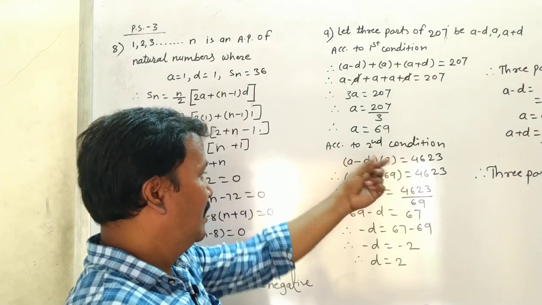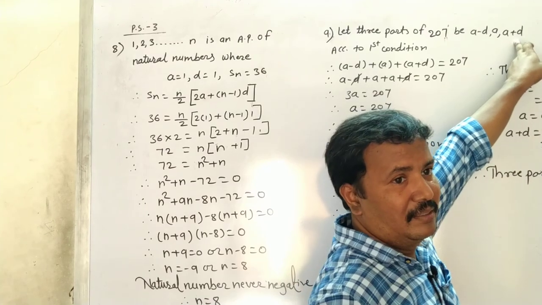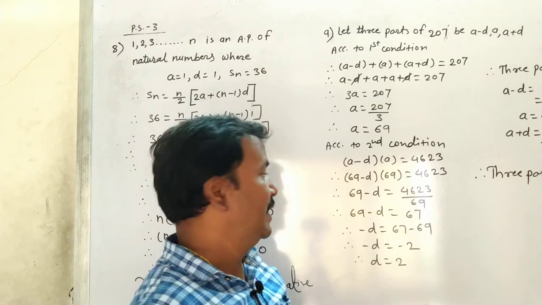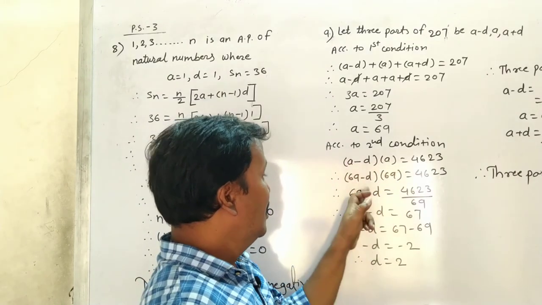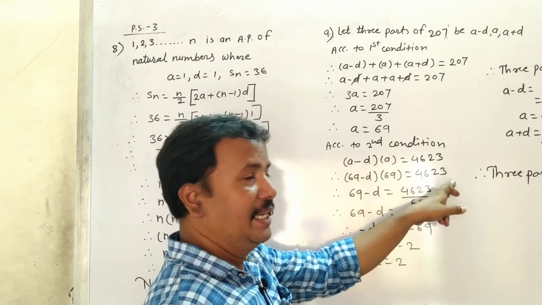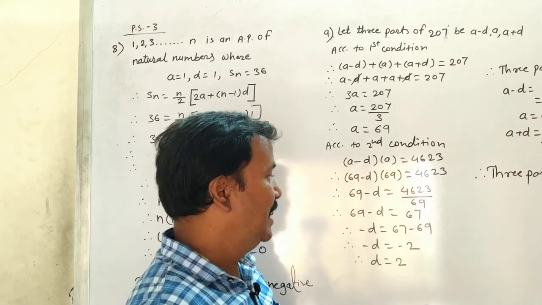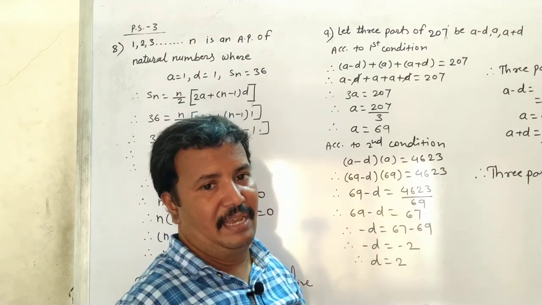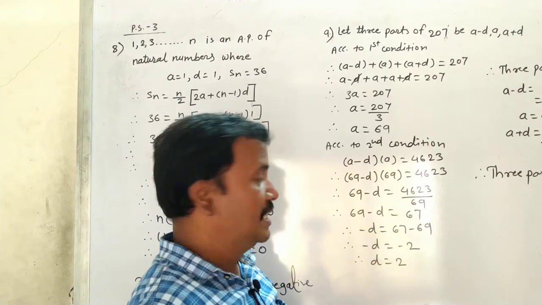Second condition kya hai? According to second condition, smaller part, dekho ye plus hai, a plus d matlab ye bada ho gaya, samajh mein na? To smaller part kaun se aayenge? A aur a minus d, ye smaller part hain. So a minus d into a is equal to 4623. So 69 minus d into 69 is equal to 4623. 69 minus d is equal to 4623 divided by 69. Okay, 69 se jab isko divide kiya to answer aaya 67. Kya aaya? 67.